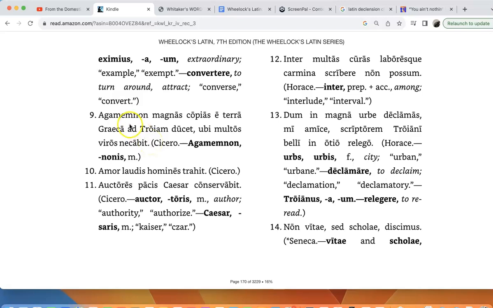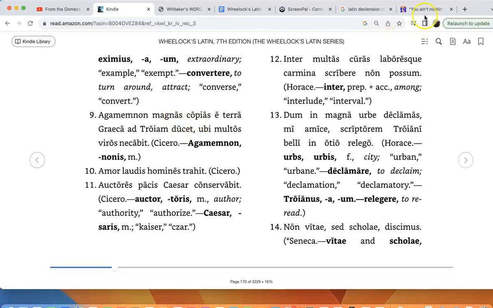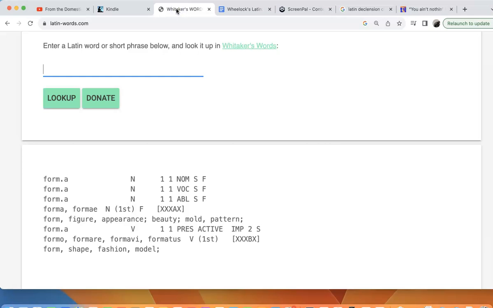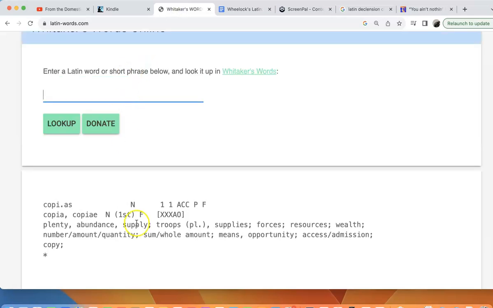Okay. So let's try to explain this here. So Agamemnon, we just explained that Greek leader. And then magnas copias, that is the direct object. That is first declension accusative plural. So again, if you're not sure about the vocab, you can look words up, which I'm doing here as an example. And it means troops in this context. That is one of the challenges with the Wheelock's, is the context.